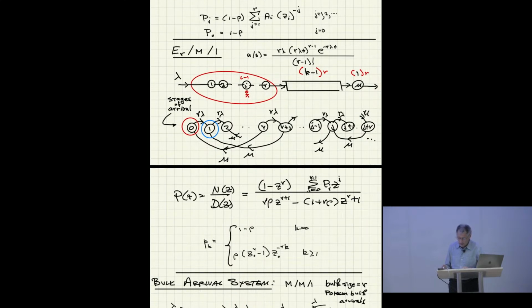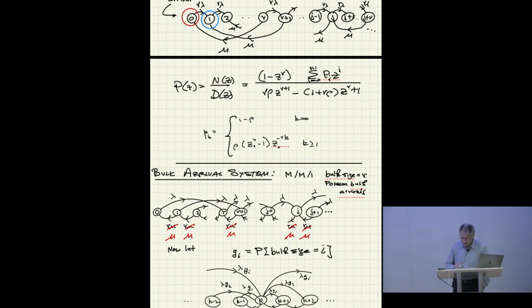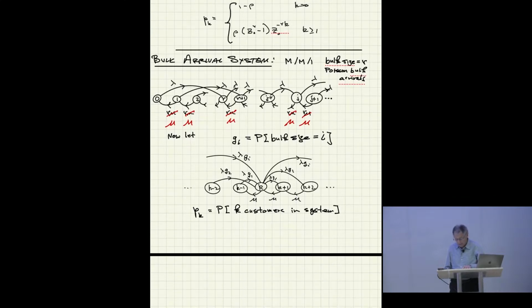ERM1 we also did. In that case, the inter-arrival time density is the Erlangian. The service time is a single exponential. Here's the state diagram. Off we went. We found P of Z. We recognize how nice it is to end up with getting P of K. You only need one constant, this Z0. And we're done. So now we've started to do bulk arrival.